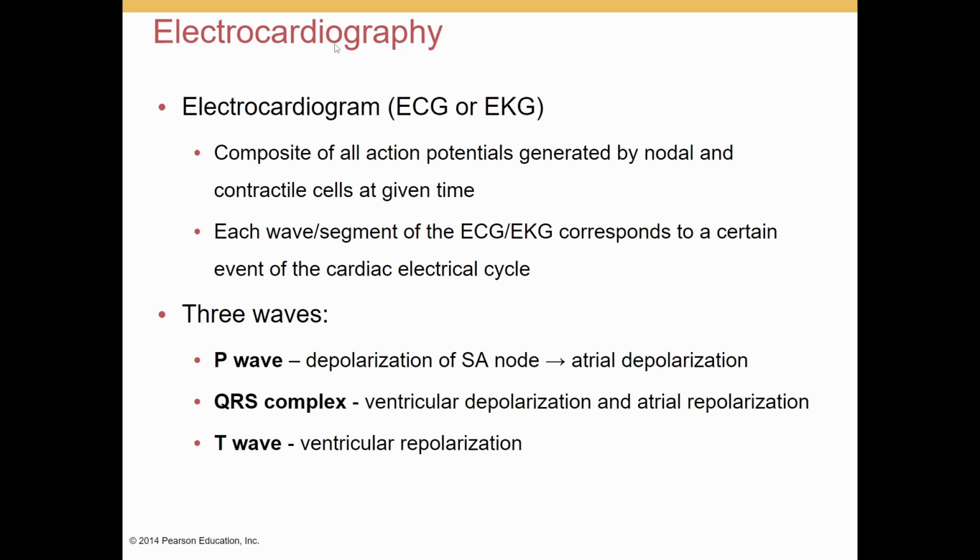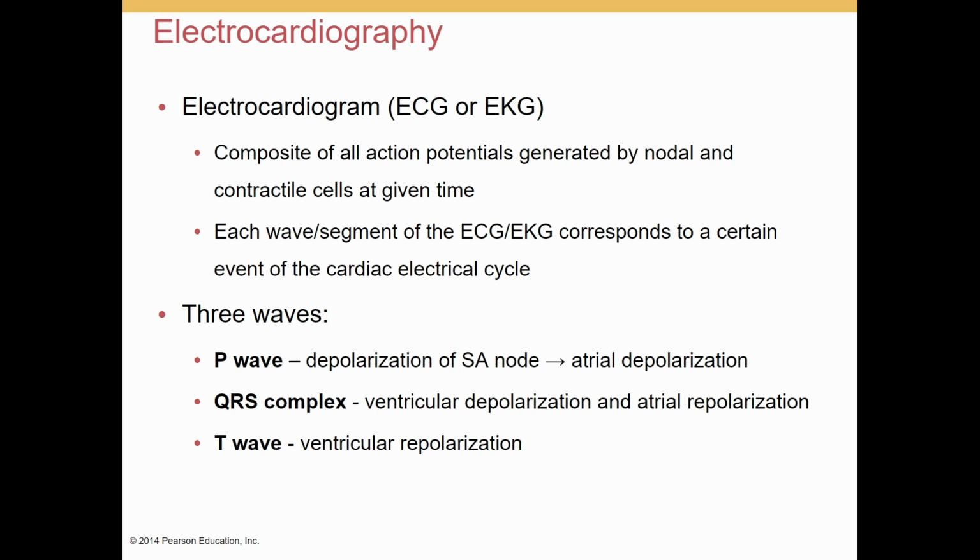We can also look at an ECG, also known as an EKG. It's a composite of all the action potentials generated by nodal and contractile cells at a given time. Nodal cells is another name for the pacemaker cells. Each wave or piece of an ECG or EKG corresponds to a certain event of the cardiac electrical cycle. There are three main waves, though, that we want to know about: the P wave, the QRS complex, which is a series of waves, and the T wave.